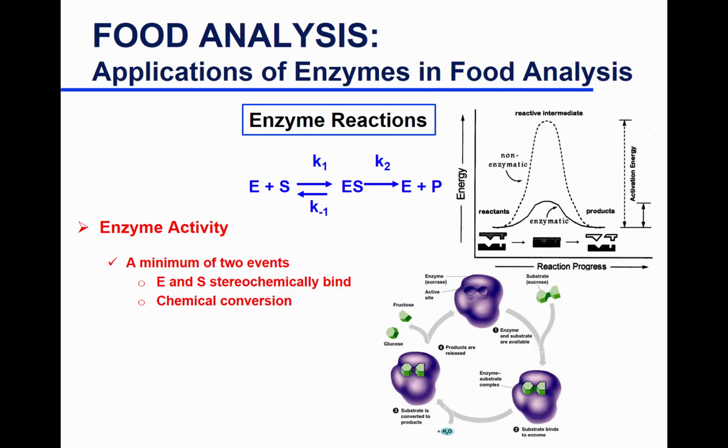So what happens is your substrate will interact with your enzyme and produce the enzyme substrate complex, and then the enzyme will produce products. So you end up with enzyme and product, and the enzyme is available again for use. You have rate constant 1 that goes from E plus S to ES, rate constant 2 that goes from ES to E plus P, and rate constant -1 because this can go either way. ES can go back to E plus S or go forward to E plus P. So you have a stereochemical binding between the enzyme and the substrate, and then a chemical conversion. Those are the main events that happen during an enzyme activity assay.